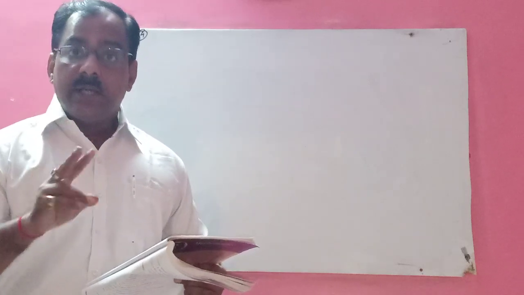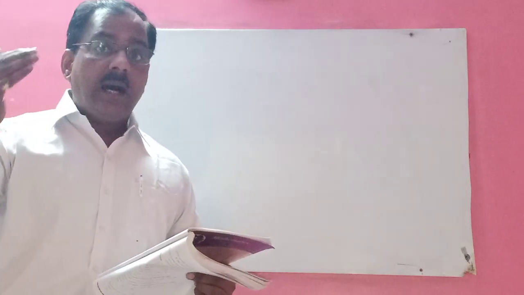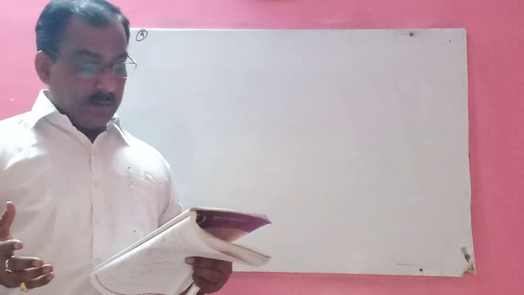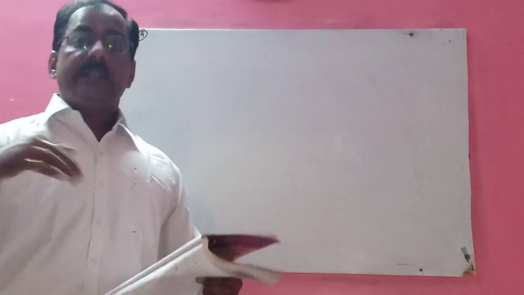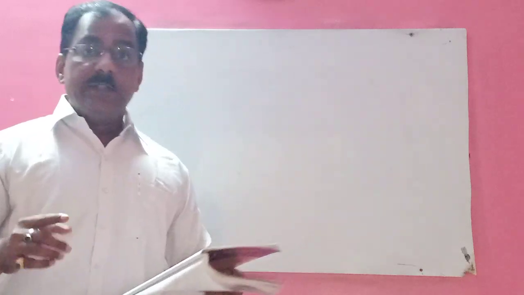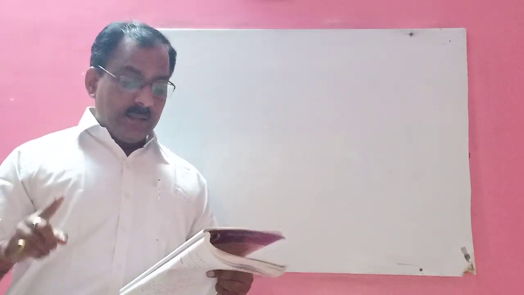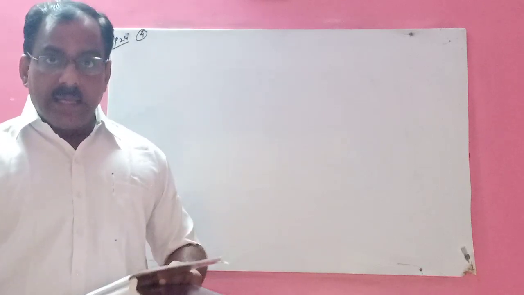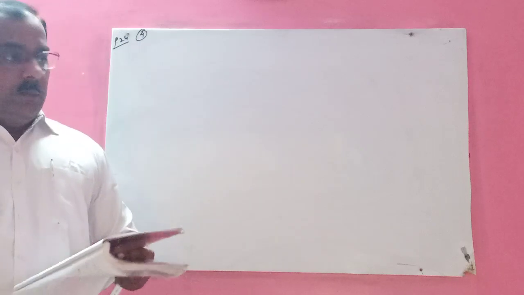Each student will get ₹2 less. That is condition number 1, if there are 10 more students. And second condition, each would get 6 rupees more if 15 students were less. Then find the number of students and the amount distributed.